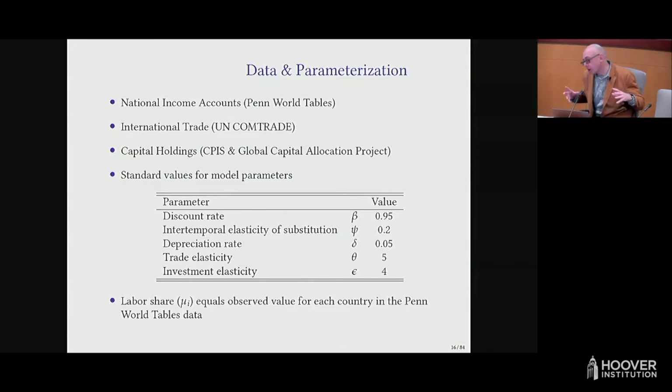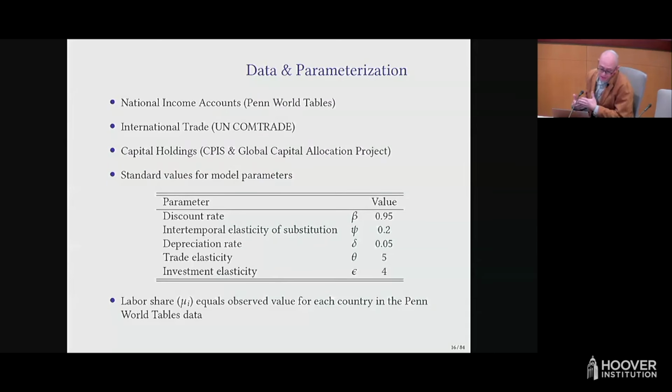And because we want to hew as close as possible to the Ramsey model, we're going to treat all types of capital together. We're going to aggregate them all together, just like we do in the Ramsey model. So we've got direct investment, portfolio investment, debt, and equity. We aggregate everything together and think of there being an aggregate capital stock in the model.